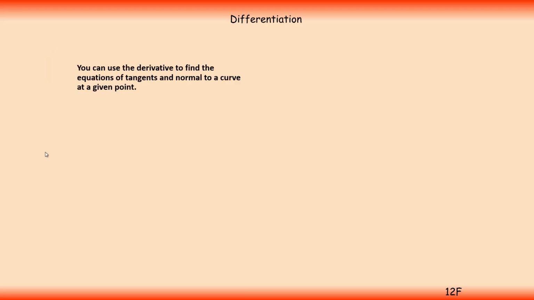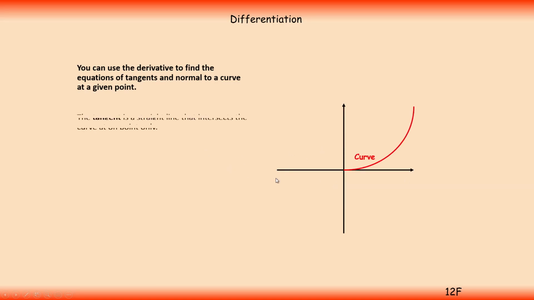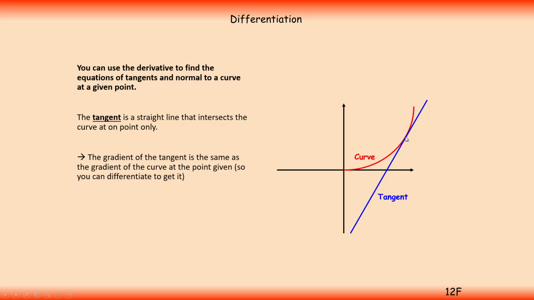Okay, so one of the things we can do with differentiation, we can use the derivative to find the equations of the tangents and the normal to a curve at a given point. So if we have our curve, the tangent intersects with the curve at a specific point, just at one point only, which means that the gradient of the curve at that point is the same as the gradient of the tangent. So the gradient of the curve, dy by dx, is the same as the gradient of the tangent at that point. Okay, so we can differentiate to get that. And the normal is this line that intersects the tangent at 90 degrees, perpendicular to the tangent.